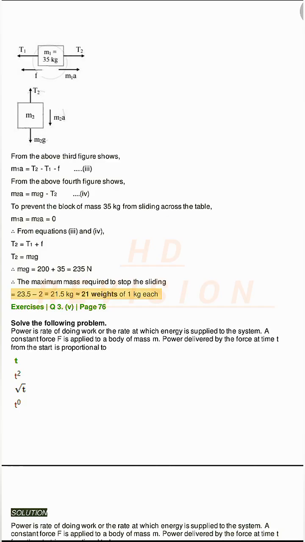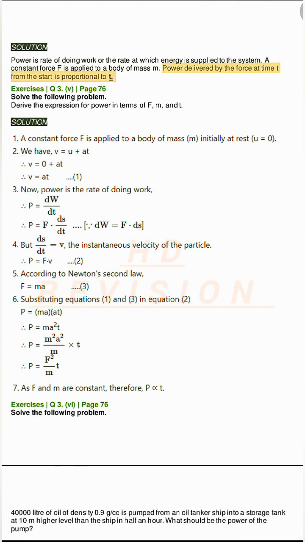Exercises Q3. B page 76. Solve the following problem. Power is rate of doing work or the rate at which energy is supplied to the system. A constant force F is applied to a body of mass m. Power delivered by the force at time t from the start is proportional to what? Solution. Power is rate of doing work or the rate at which energy is supplied to the system. A constant force F is applied to a body of mass m. Power delivered by the force at time t from the start is proportional to t.